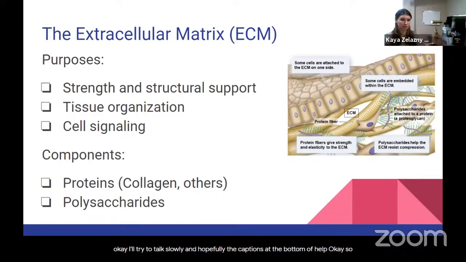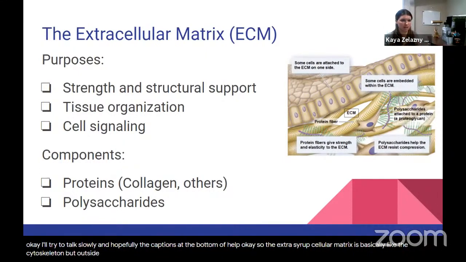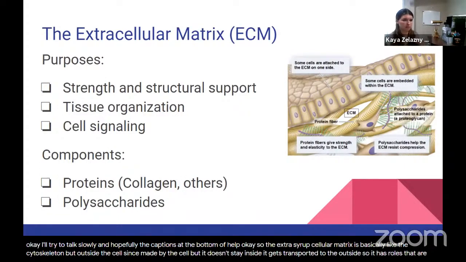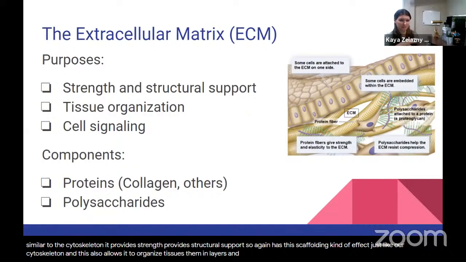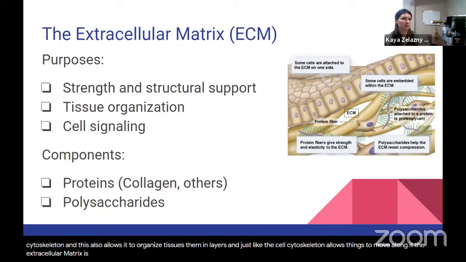Okay, so the extracellular matrix is basically like the cytoskeleton, but outside the cell. So it's made by the cell, but it doesn't stay inside. It gets transported to the outside. So it has roles that are similar to the cytoskeleton. It provides strength, provides structural support. So it again has this scaffolding kind of effect, just like our cytoskeleton. And this also allows it to organize tissues, put them in layers, and just like the cytoskeleton allows things to move along it, the extracellular matrix is also going to allow cell signals to kind of move along it.